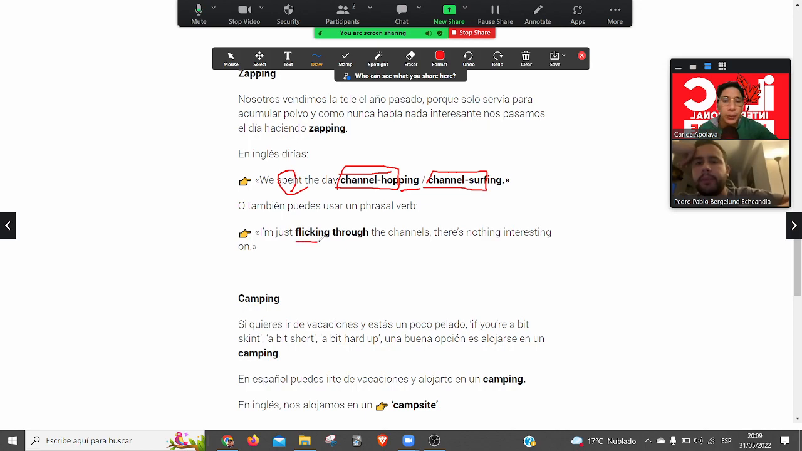Okay. El más común es flick through. Flick through the channels. ¿Ok? Flick through, cuando estás avanzando. It's the same, channel hopping or channel surfing, it's the same. Solamente que es un phrasal verb, es más común. Flick es saltar. Flick through es como que hace zapping, ¿no? En español, que se avanzan los canales.